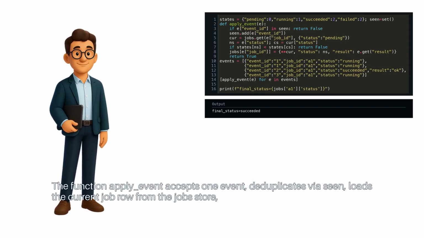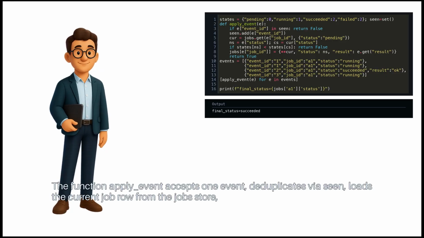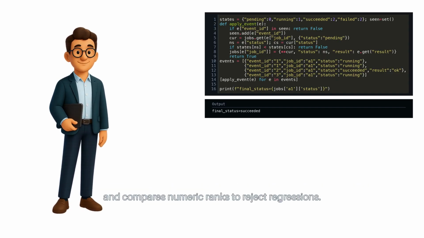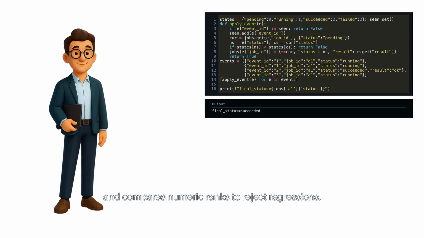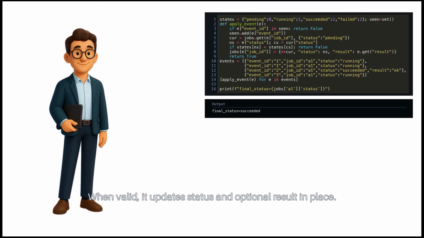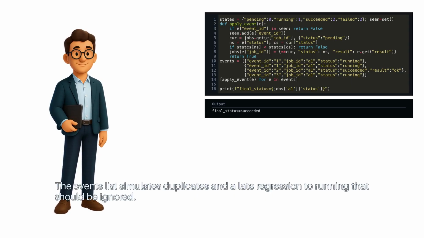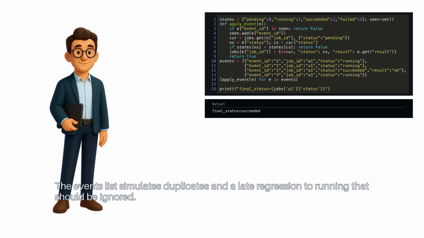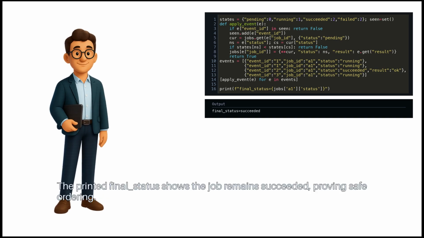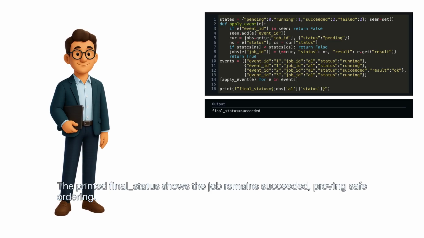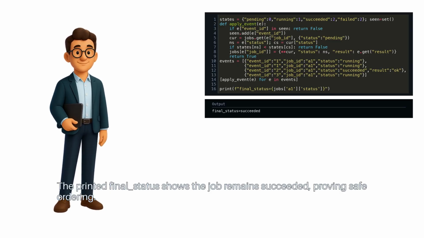The function apply_event accepts one event, deduplicates via seen, loads the current job row from the job store, and compares numeric ranks to reject regressions. When valid, it updates status and an optional result in place. The events list simulates duplicates and a late regression to running that should be ignored. The printed final status shows the job remains succeeded, proving safe ordering.